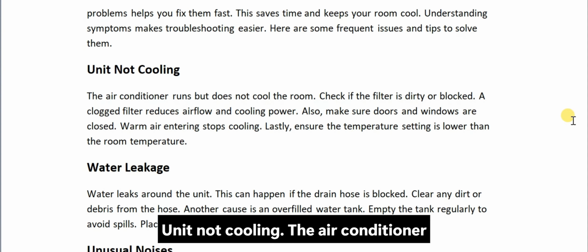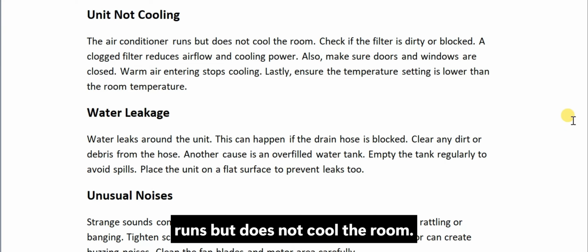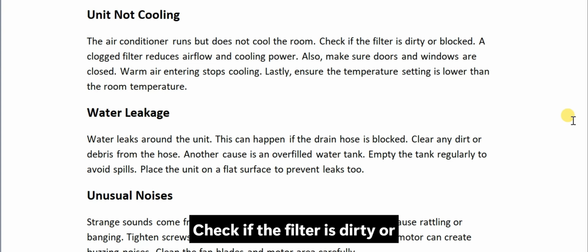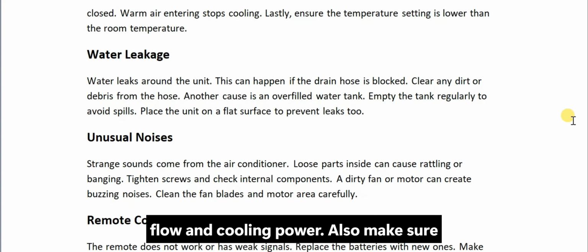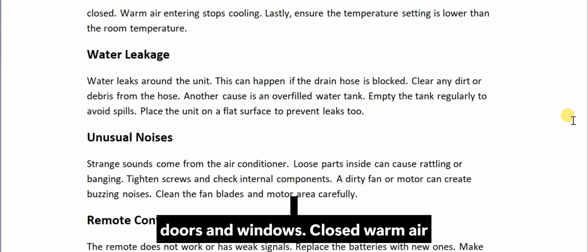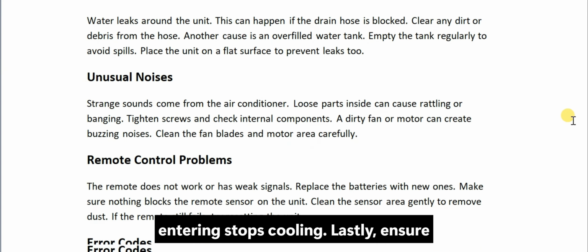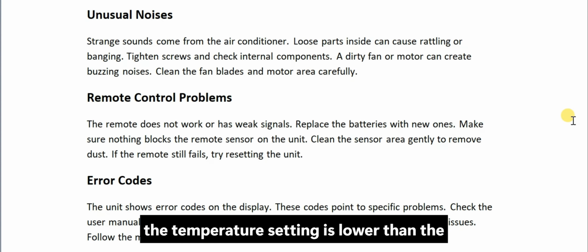Unit not cooling. The air conditioner runs, but does not cool the room. Check if the filter is dirty or blocked. A clogged filter reduces airflow and cooling power. Also, make sure doors and windows are closed. Warm air entering stops cooling. Lastly, ensure the temperature setting is lower than the room temperature.